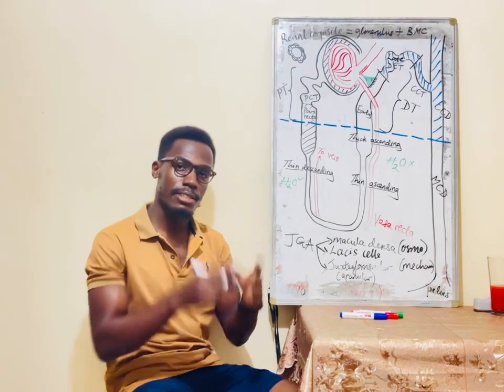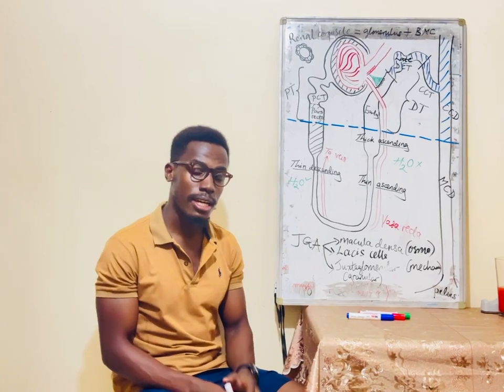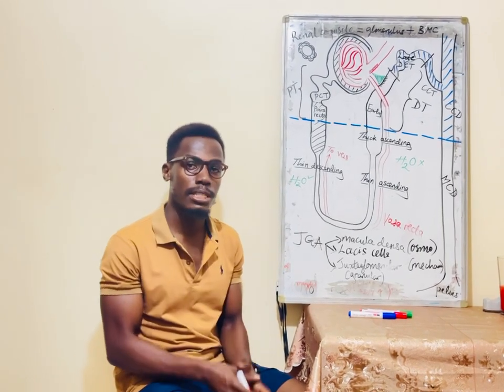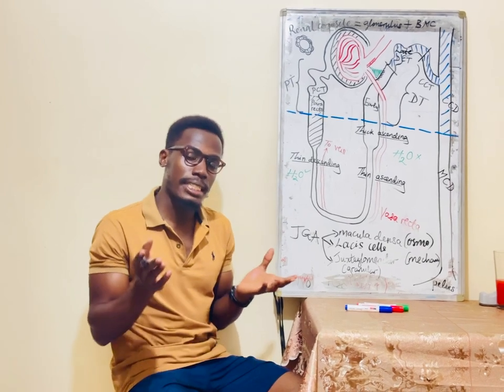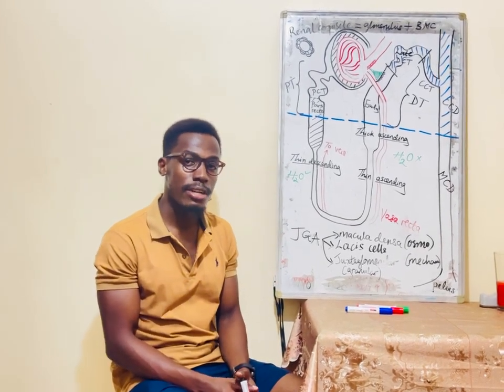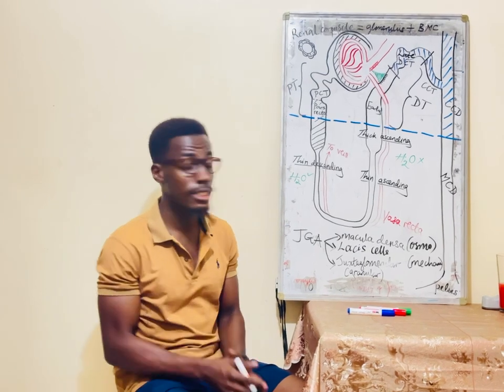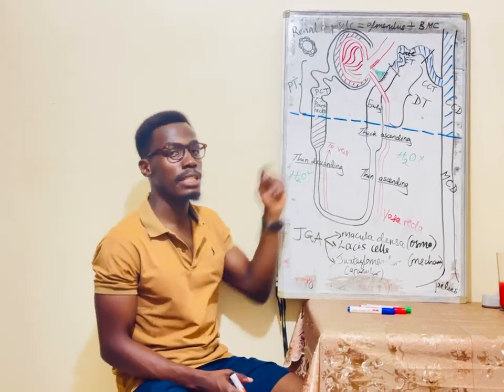If you look at the structure of the kidney, it has an outer zone, what we call the cortex, and then an inner zone, what we call the medulla. So cortical nephrons are located entirely within the cortex of the kidney, while juxta-medullary nephrons actually project into the medulla.